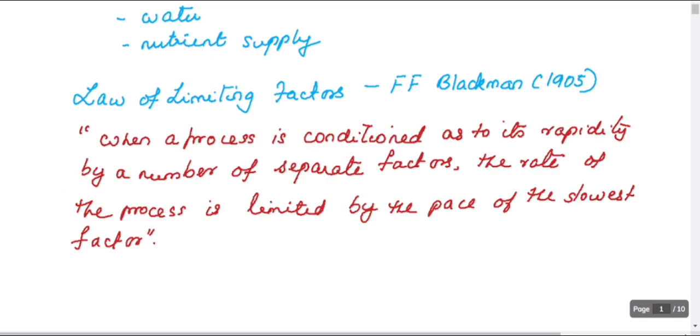When a process is conditioned as to its rapidity, meaning the rate of reaction, if it is controlled by more than one factor, because it is not only one factor, different factors are affecting, like in the case of photosynthesis, what will determine the rate of that process? It is limited by the pace or the speed of the slowest factor, meaning the slowest factor will determine the rate. I will give you two examples here.